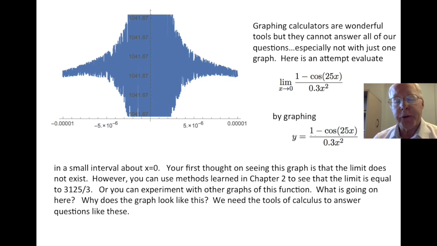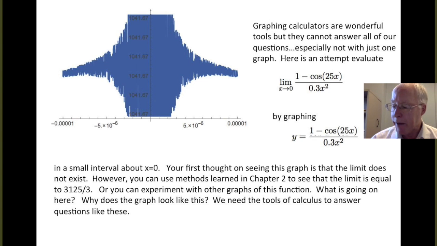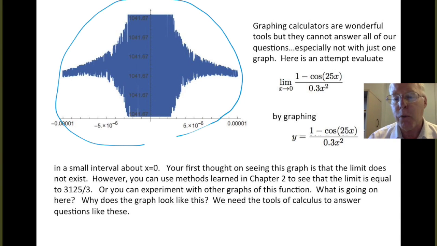Back in chapter 2, we considered limits, such as the limit as x goes to 0 of 1 minus cosine 25x over 0.3x squared. What we see over here is a picture of what came out when I used Mathematica to graph 1 minus cosine 25x over 0.3x squared on a very small interval containing 0. Now, if you saw that, you might think, boy, this function jumps all over the place. Because of that, it doesn't look like it's settling down to one number, and so we might suspect the limit doesn't exist.